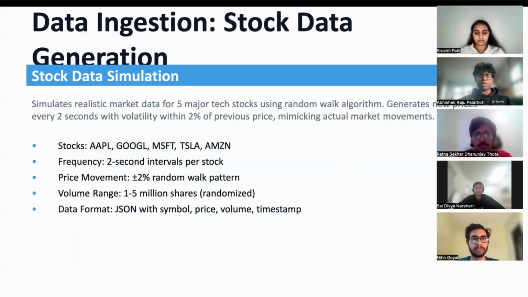The data is formatted as JSON, containing the stock symbol, current price, volume, and timestamp. This gives us approximately 2.5 messages per second across all stocks, simulating a real market data feed that financial institutions would receive from exchanges.